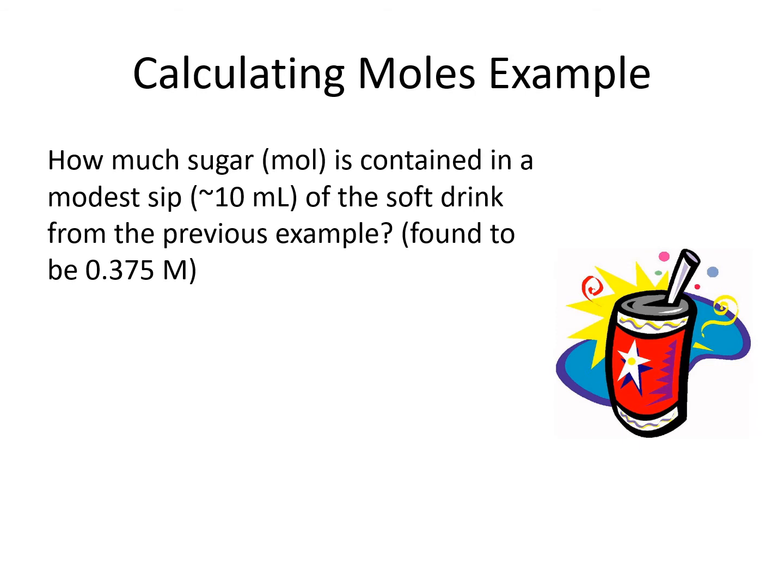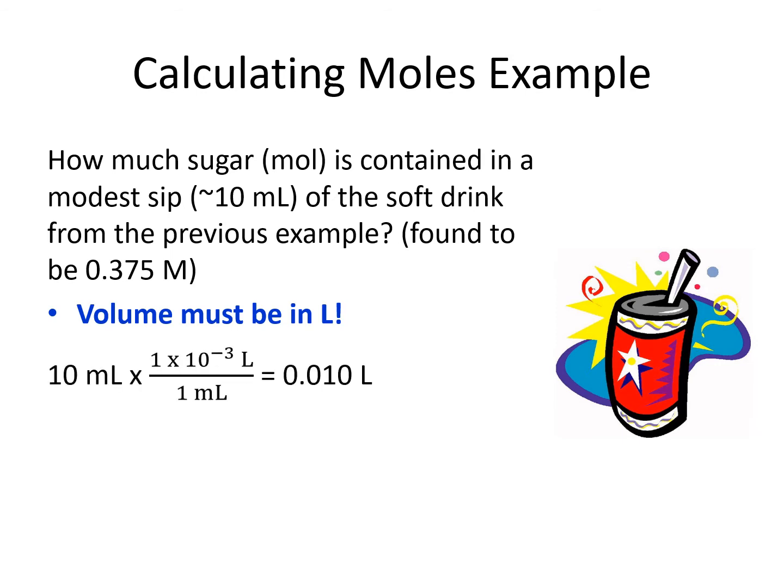So again, anytime we use our molarity equation, the volume has to be in liters. So for that 10 milliliter sample, we need to take our 10 milliliters and convert it into liters before we can put it into any rearrangement of our molarity equation. So we take our 10 milliliters and multiply by 10 to the minus 3, and that gives us 0.010 liters.